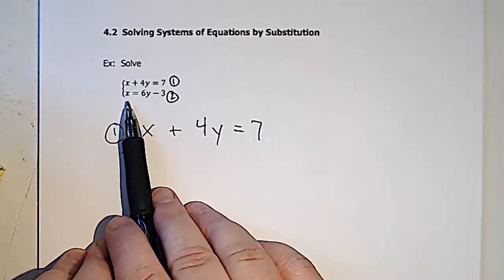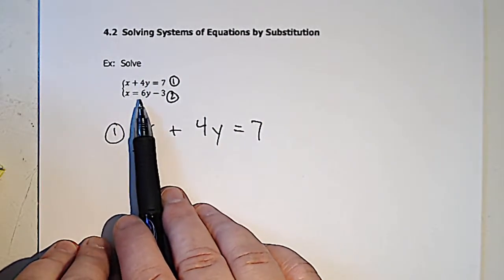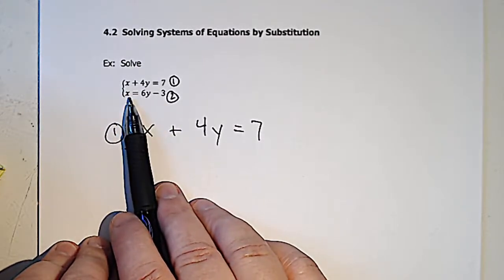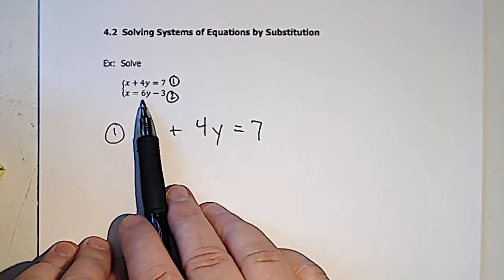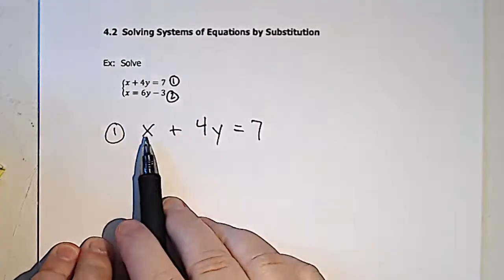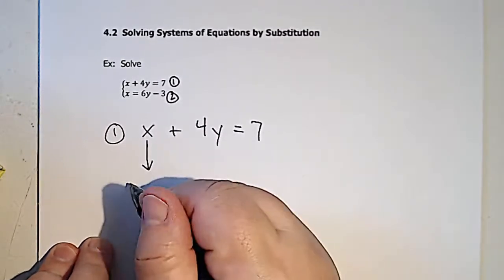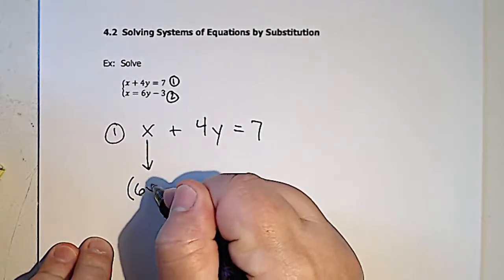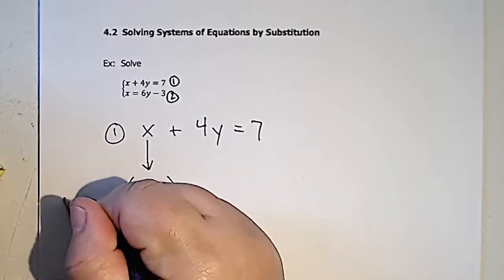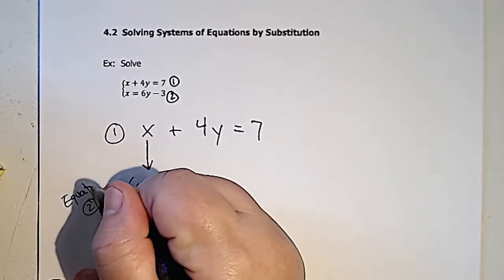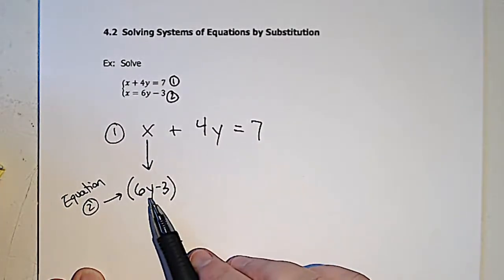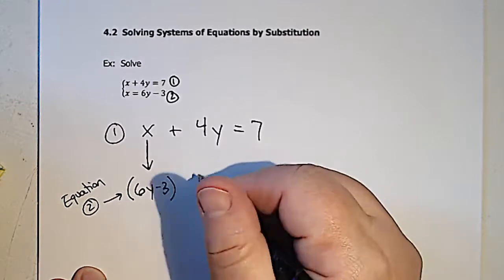I noticed that this second equation has x equals 6y minus 3. I've solved for one variable. And if x equals 6y minus 3, then I can look in the first equation and say, wait a minute, I see an x there. What if in place of x, I put 6y minus 3, which is equation number 2? So basically, I've taken equation number 1 and I've stuck equation number 2 inside it.